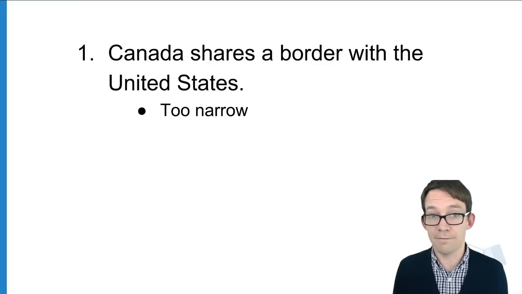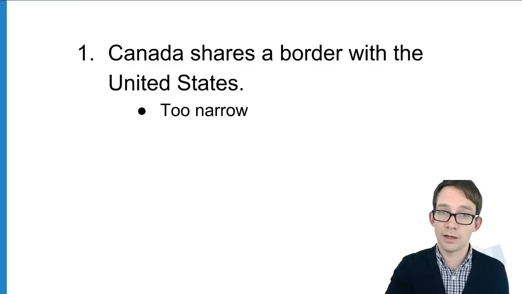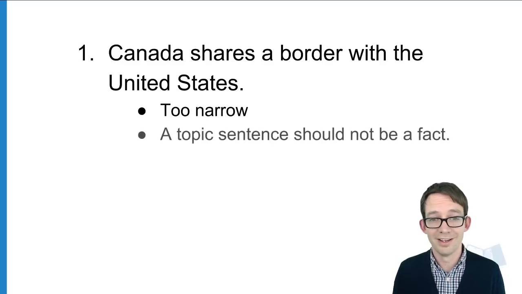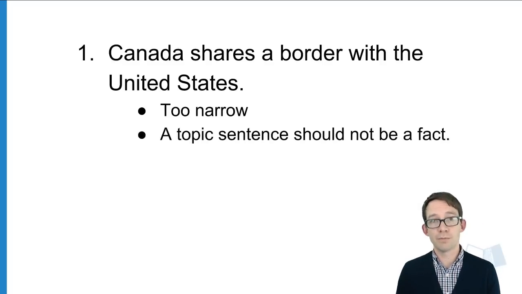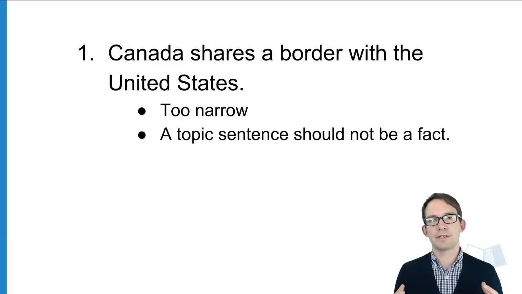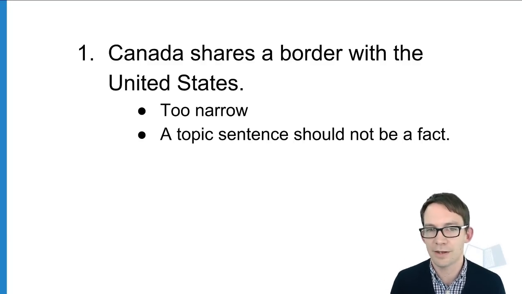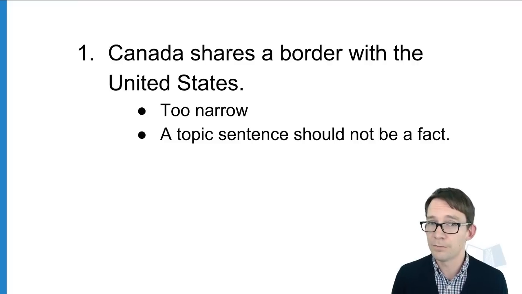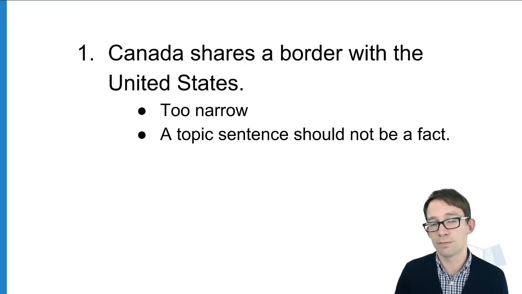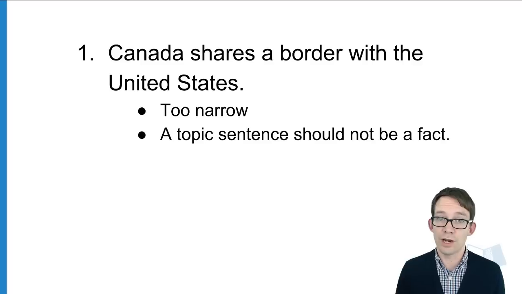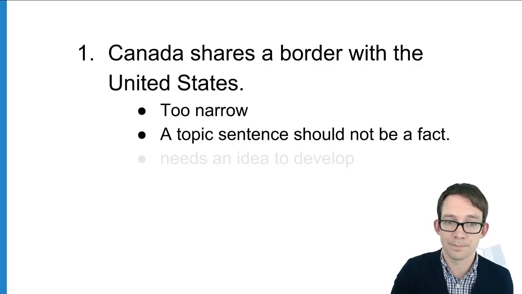Now, in this case, Canada shares a border with the United States. That is a fact. Okay, so a key thing to remember when it comes to topic sentences and paragraph writing is a topic sentence should never be a fact. Because the topic sentence has to contain something that your supporting sentences will develop. Okay, now if you have a fact as the main idea, there's really nothing there for the supporting sentences to add to it. So that's why you can't have it too narrow. No facts at the topic sentence.